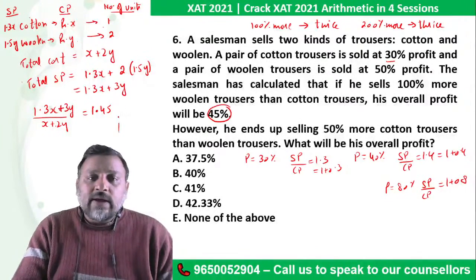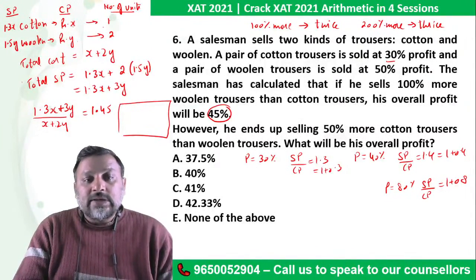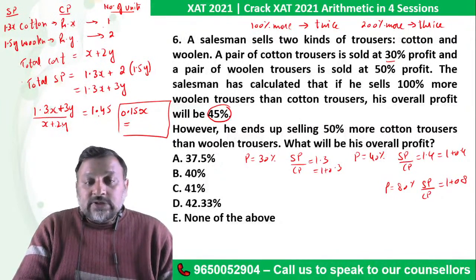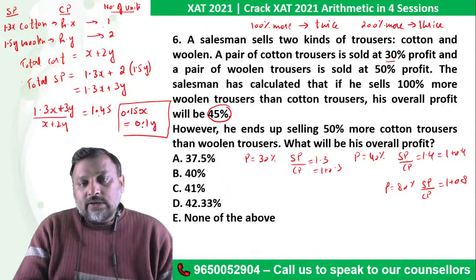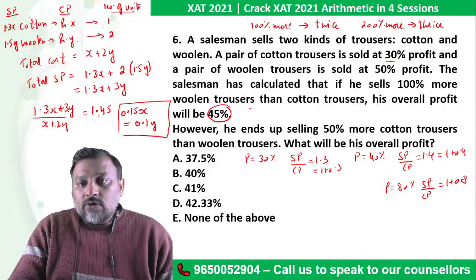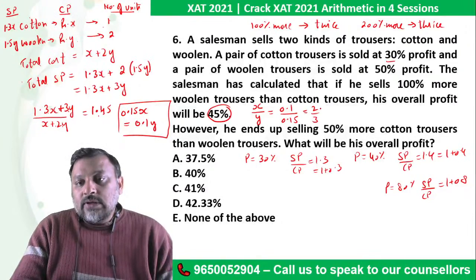तो आप इसे सिंप्लीफाई करके CP में रिलेशन आ जाएगा. This is x into 1.45. This is 1.3x. So what you'll get is 0.15x. 2 into this, which is 2.9, and this is 3y. So what you'll get is 0.1y. इसको आप सिर्फ सिंप्लीफाई कर लो, क्रॉस मल्टीप्लाई करो, ये रिलेशन आ जाएगा. Okay, that means x by y is equal to 0.1 by 0.15, that is 2 by 3 or 200 and 300.